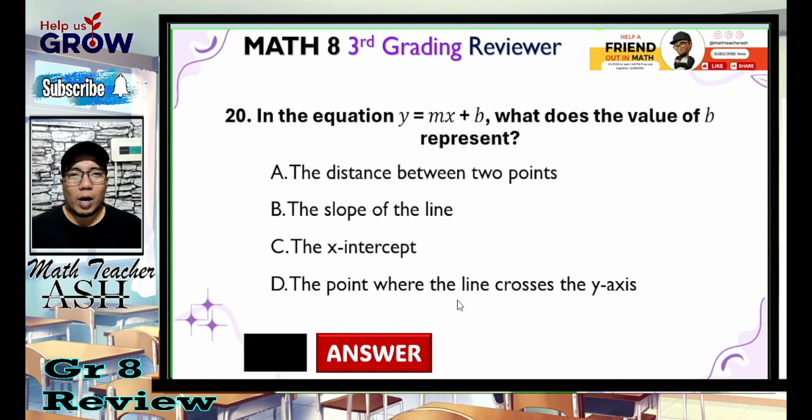In the equation y is equal to mx plus b, what does the value of b represent? Is it A, the distance between 2 points, B, the slope of the line, C, the x-intercept, or D, the point where the line crosses the y-axis? I'll give you 5 seconds to think about your answer.